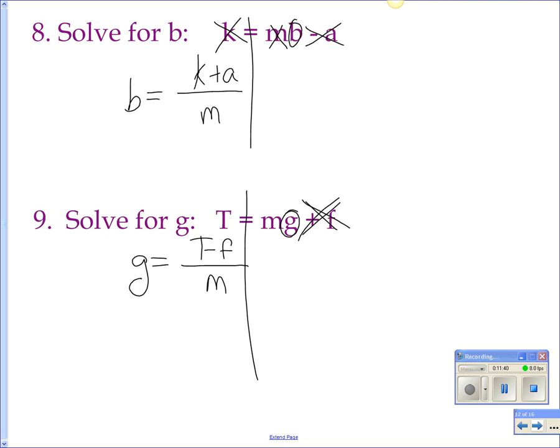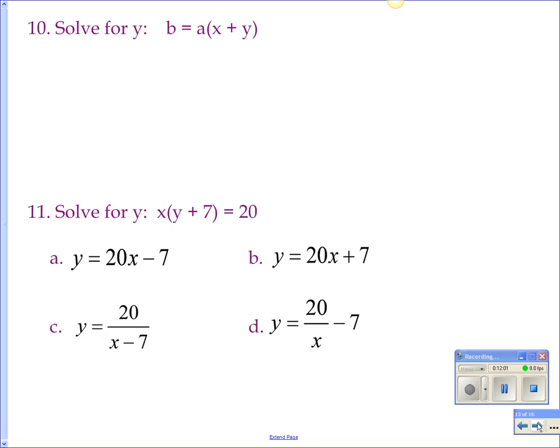It has to be T minus F. Subtraction, the order matters because, for instance, what's 5 minus 3? 2. What's 3 minus 5? -2. So subtraction, it matters. So whatever letter is here goes in front, and then whatever one you're moving goes behind it. Okay? All right. Number 10, solve for Y. B equals A parentheses X plus Y. Don't start this one yet. You can write it down, but don't start it yet. Give people a minute to write it down.